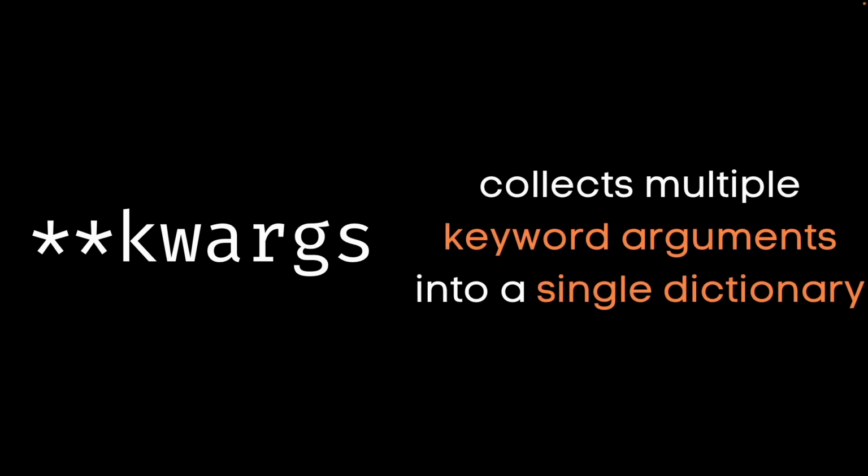Kwargs is similar to args. It collects multiple keyword arguments into a single dictionary parameter, which can then be used within a function. This allows for flexible function definitions that can accept any number of named arguments.